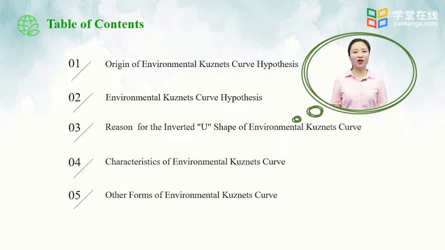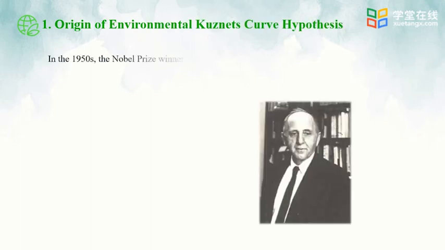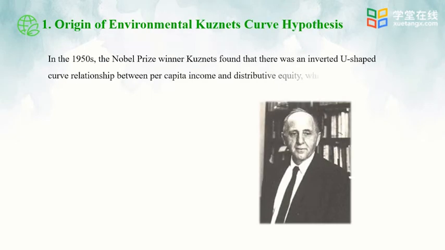The Kuznets curve was introduced by Kuznets, the American Nobel Prize winner in economics, in the 1950s, in the study of per capita income and distributive equity. Kuznets found that with the increase in per capita income, the distribution of income showed a trend of deterioration and then improvement. The scatter plot drawn on this trend is inverted U-shaped, which was called the Kuznets curve later.